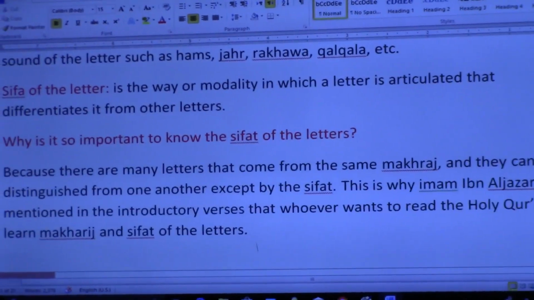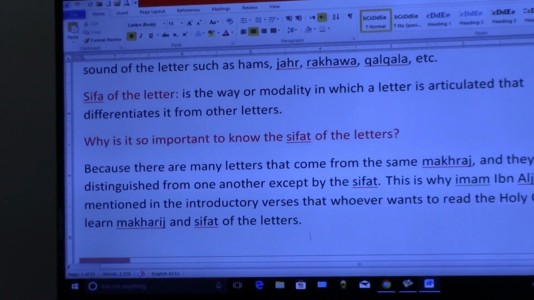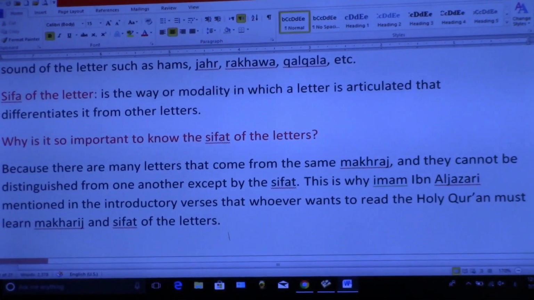Why do we need to know the sifat of the letters? Why is it so important to know the sifat of the letters, ya Shaykh? Did you not catch the first one, right? So let's catch the definition, ya Shaykh. Sifa of the letter is what? The way or modality in which a letter is articulated that differentiates it from other letters.